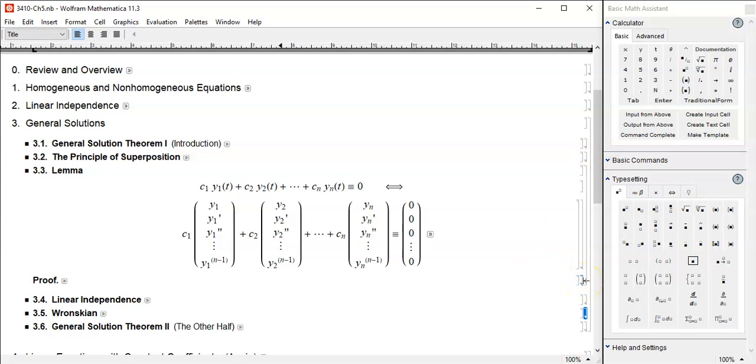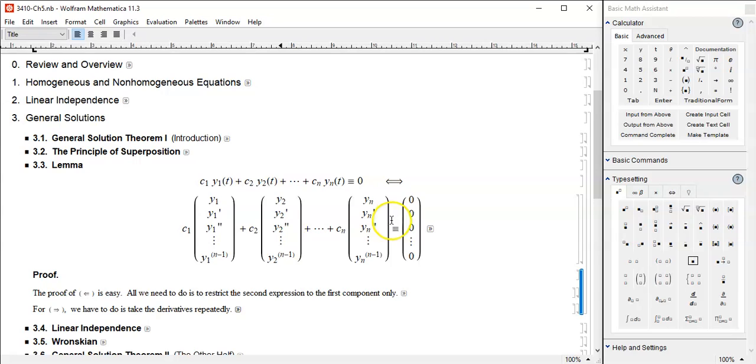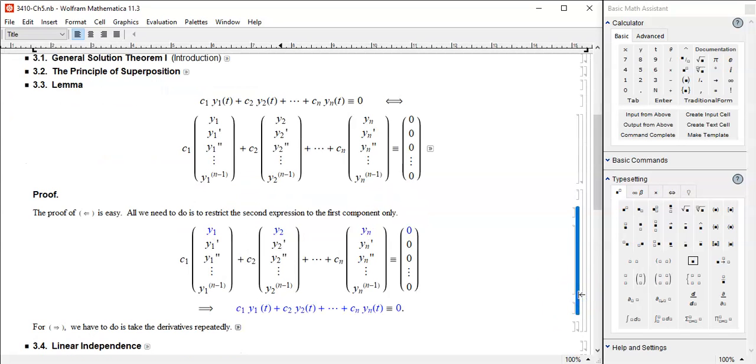One direction is rather trivial. Which one? If the column vector condition is true, then the scalar condition is true. That direction is trivial, and here's the proof. All you have to do is look at the first component. For these column vectors, everything has to be true. In particular, the first component, c1y1 plus c2y2 plus and so on, cnyn, should be equal to 0. And that's precisely what this condition says.